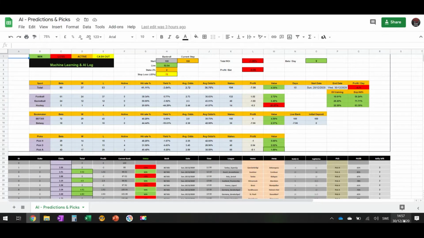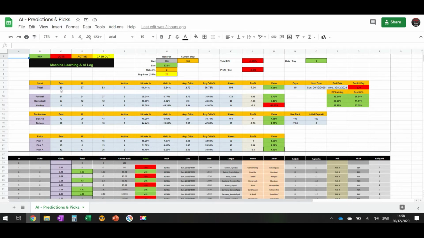Right now it's around 3 o'clock Swedish time, as you can see over here. This is our Google Sheet that is live and free for everybody to follow and see what's happening. As you see, the first 10 days, we started Sunday the 20th of December, and today it's Wednesday the 13th. We have 7 active bets. Up to now we have 90 bets. The important thing is that we have value, so our experiment up to now is working. But as I said before, we need at least 500 bets.